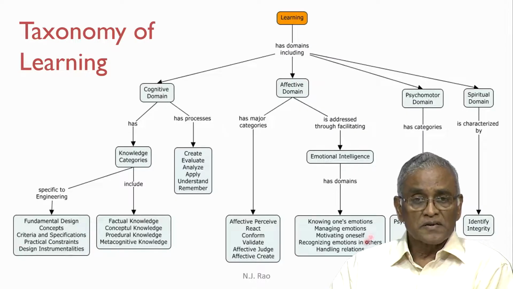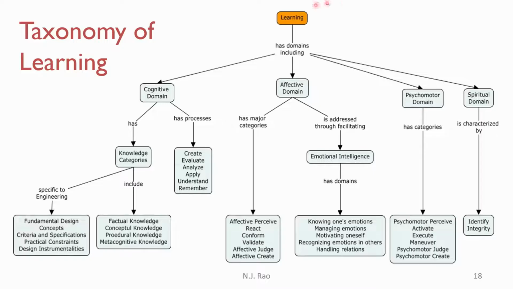Now let us take a look at all the three domains presented here graphically using a tool I have mentioned earlier, the concept map. Learning has domains including the cognitive domain, affective domain, psychomotor domain, and for completion we will include the spiritual domain. The cognitive domain, as we have seen through all our lectures, has processes hierarchically arranged: create, evaluate, analyze, apply, understand, and remember. Remember is the lowest level.